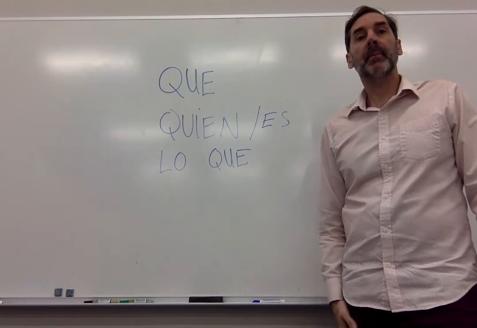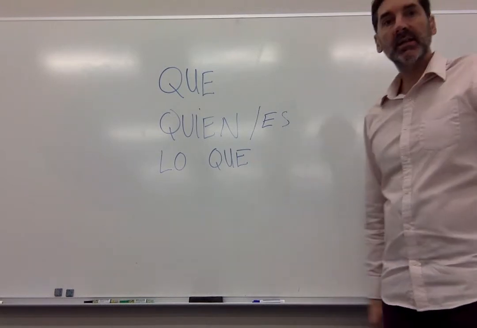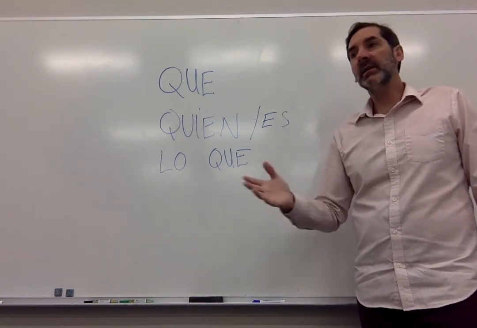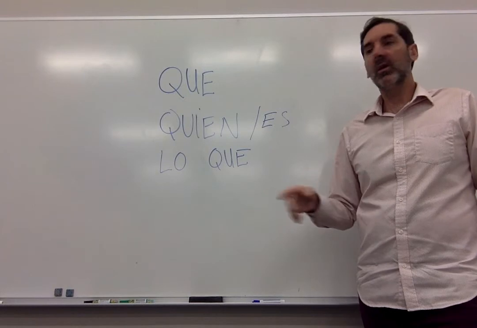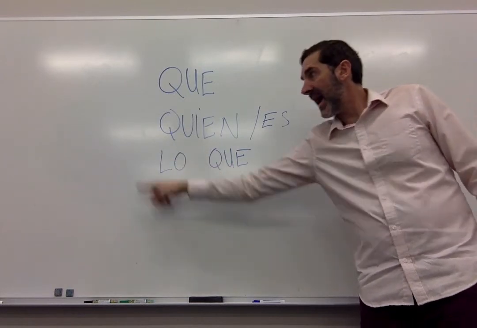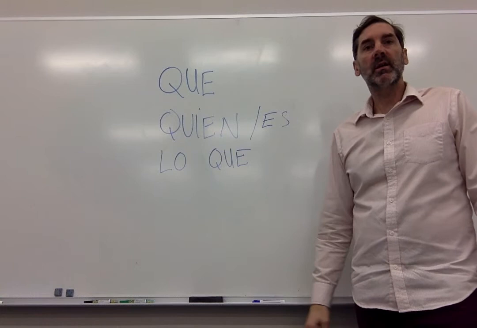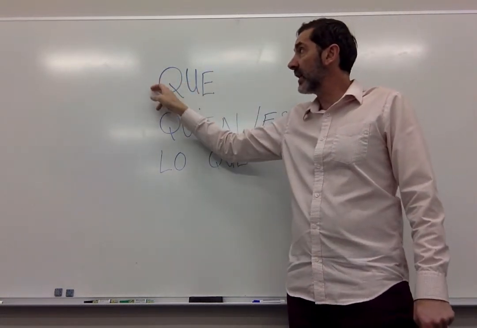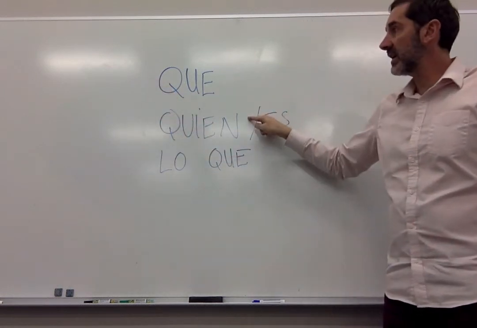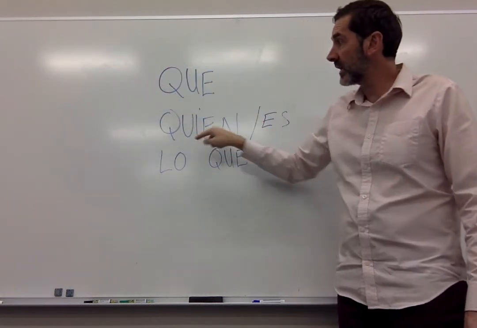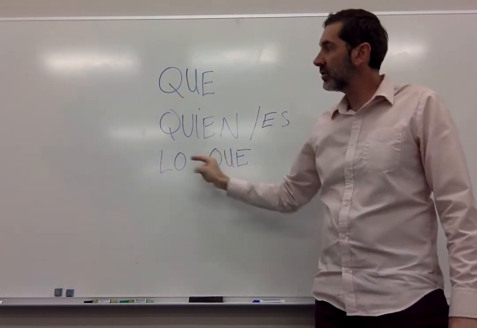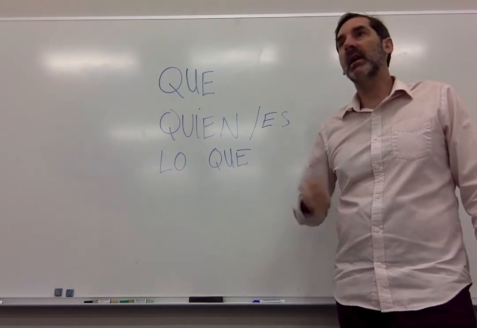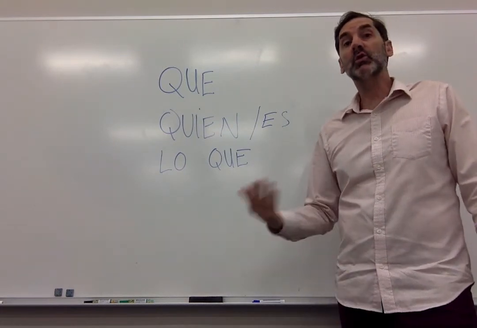All right. The last relative pronoun we have to cover is lo que. Lo que refers to an idea, a concept. It refers back to a concept or idea at the beginning of the sentence. Que refers to a thing, quien and quienes refer to the person that comes before, and lo que makes reference back to what I was talking about at the beginning of the sentence. In this case, an idea, a general situation, a general circumstance.